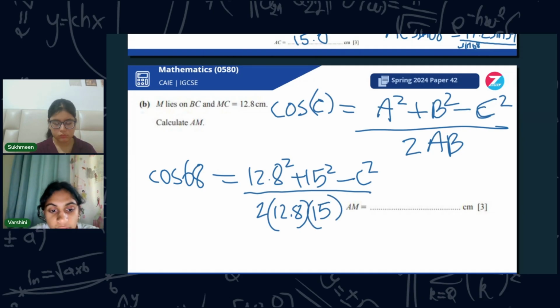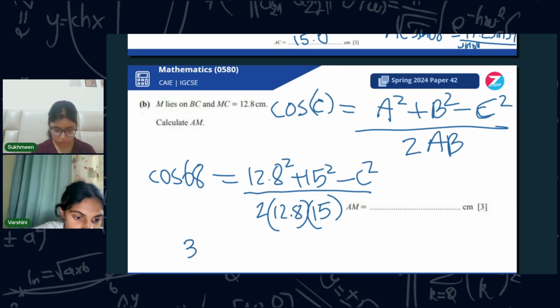Okay, so for this, all we need to do first is get rid of this denominator by multiplying both sides by it. So first, let's calculate this in our calculator. We can find everything else simplified first, but I think it's better to solve for c squared. So 2 into 12.8 into 15, if you put that in your calculator, should give you 384. Now we're going to multiply both sides by 384.